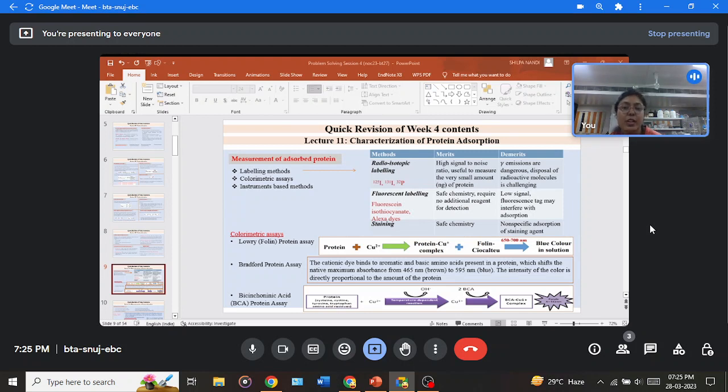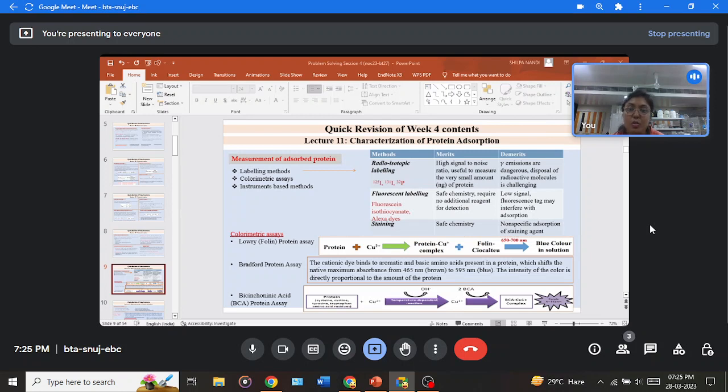Similarly, in Bradford protein assay, the cationic dye binds to aromatic and basic amino acids present in the protein. Which shifts the native maximum absorption from 465 nanometer, which is brown in color, to 595 nanometer, that becomes blue in color. So the intensity of this color is directly proportional to the amount of the protein, similar to the case of Folin protein assay.